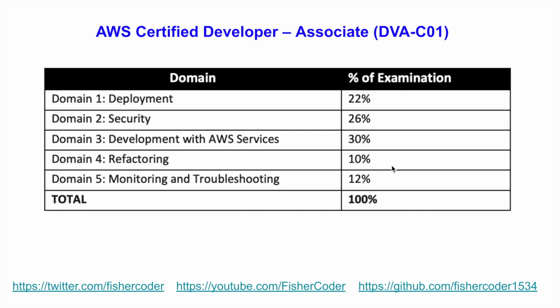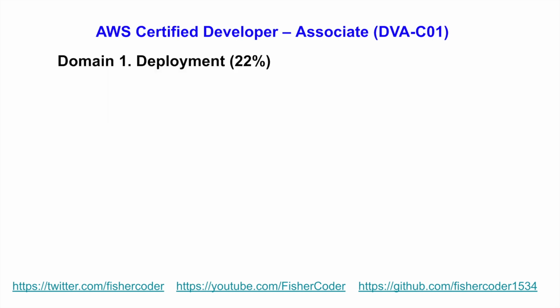Now let's take a deeper dive into each of the domains. Number 1 domain is deployment, which is about 22% of the entire exam. CloudFormation is a very powerful service. So first you need to understand what CloudFormation is and what it does. For example, you need to be able to handle questions like how to make templates that can be used across multiple accounts and regions with the least amount of effort.